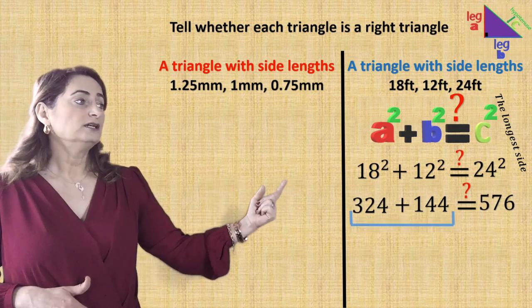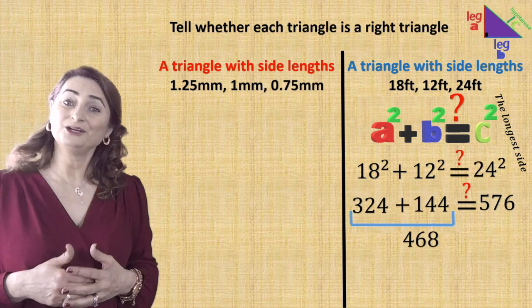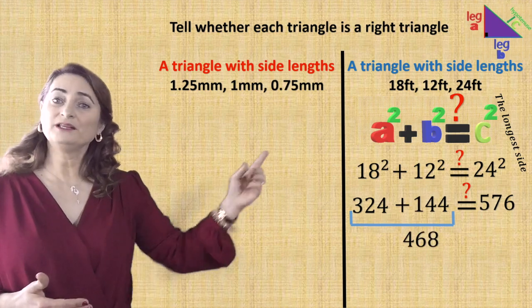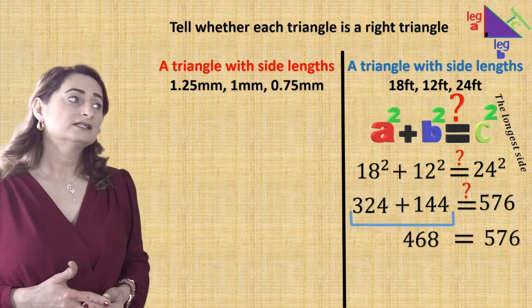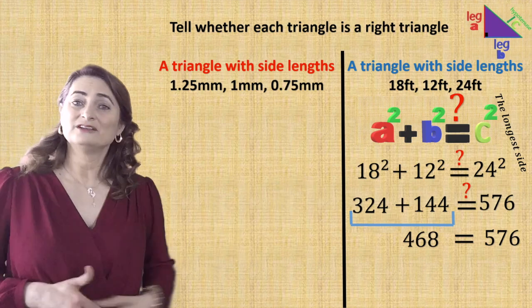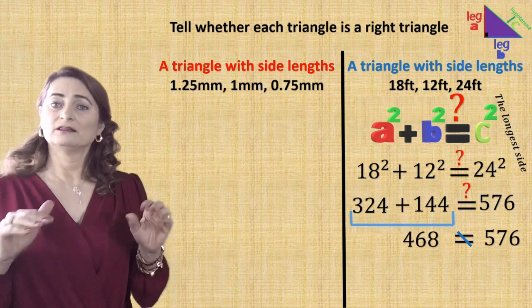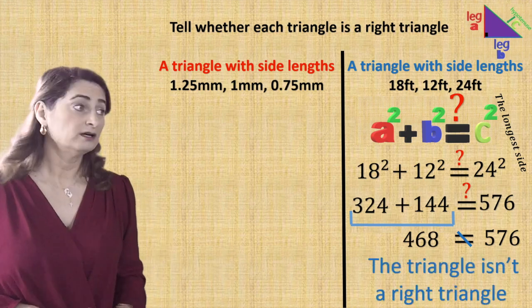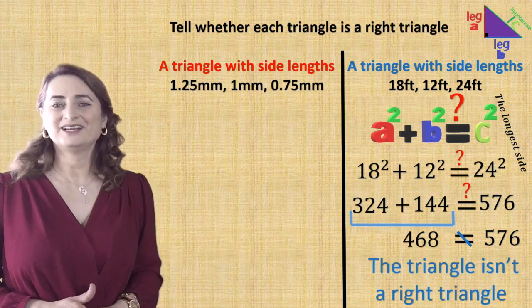Combine like terms on this side. 324 plus 144 equals 468. Bring the equal sign down and the 576 down. Does 468 equal 576? No way. This is not a true statement. Therefore, the triangle isn't a right triangle.